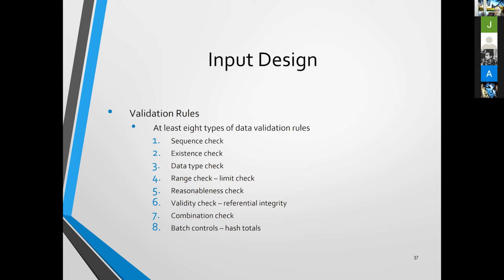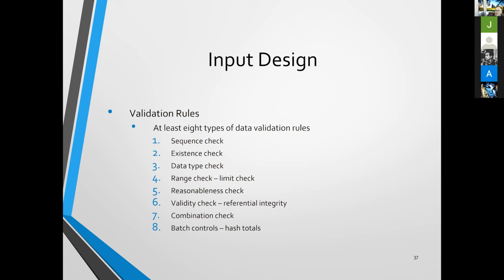The next one, range check or limit check. For example, if you say that the customer can withdraw at most 20,000 baht per transaction, but the customer enters 100,000 baht, this is out of range. You don't allow the users to go to the next step, because the ATM machine will not dispense more than 20,000 or 30,000 baht per transaction. You just show the error to them. Reasonableness check.